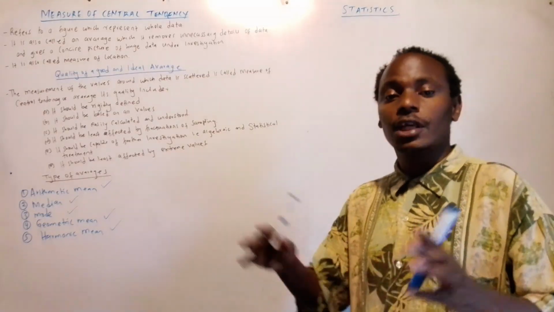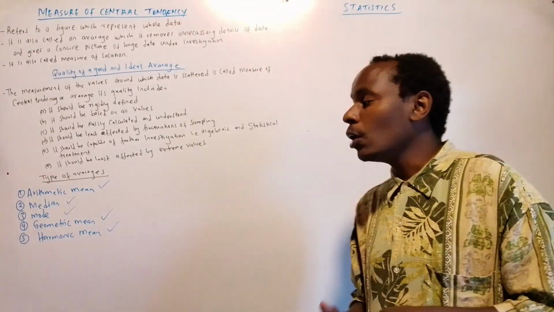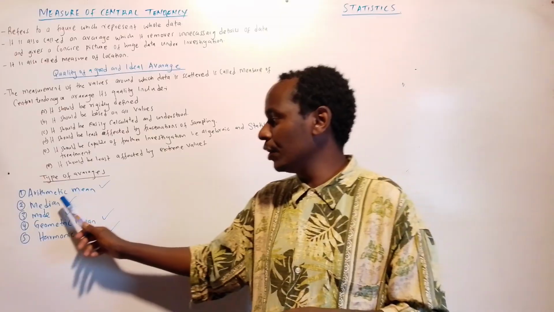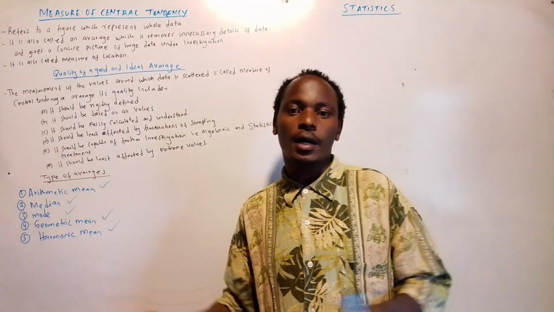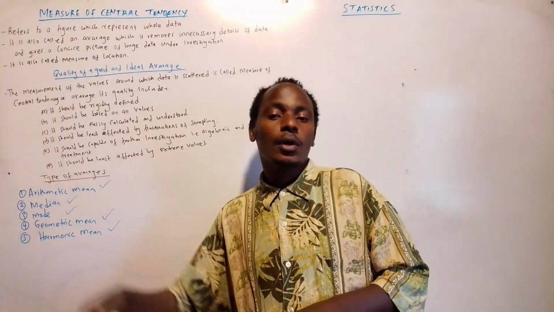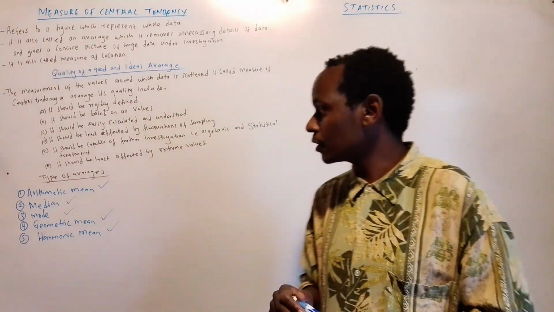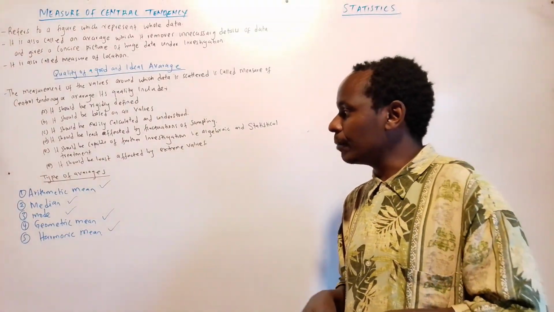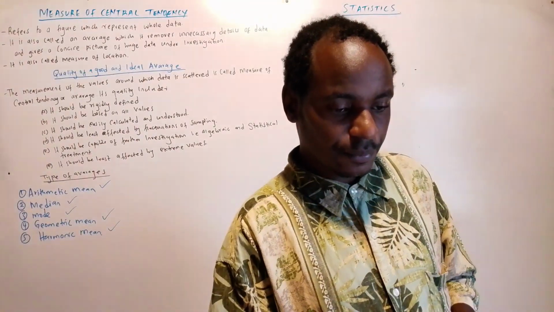Then it is capable of further investigation, i.e. you can do more statistical investigation on it. For example, apart from doing mean, median, mode, you can do standard error, you can do the ANOVA, that's the analysis of variance. You can do all other measures, even including the econometrics measures that you can find. Another one, it should be least affected by extreme values. So it should be least affected by extreme values.